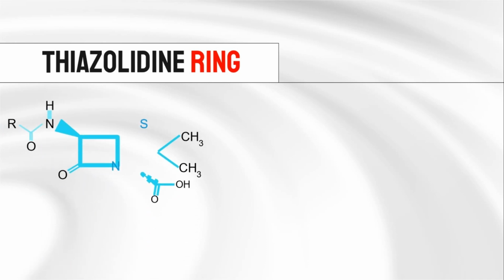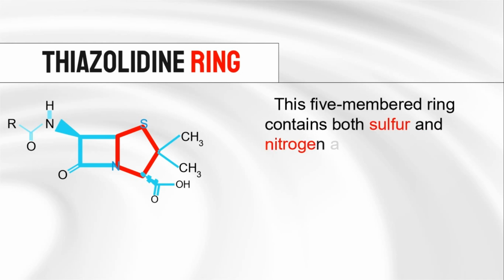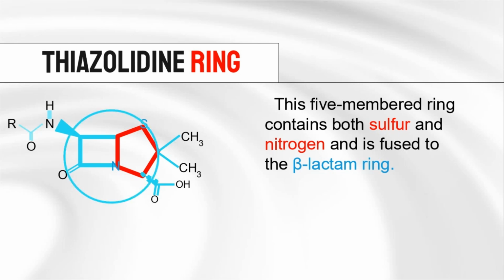But what makes penicillin even more interesting is its thiazolidine ring. This five-membered ring contains both sulfur and nitrogen and is fused to the beta-lactam ring. Together, they form the core structure known as 6-aminopenicillanic acid. This structure is not just a mere addition, it is a cornerstone of penicillin's function and stability. The thiazolidine ring, a five-membered ring containing both sulfur and nitrogen, is fused to the essential beta-lactam ring, forming what we call the penem core.